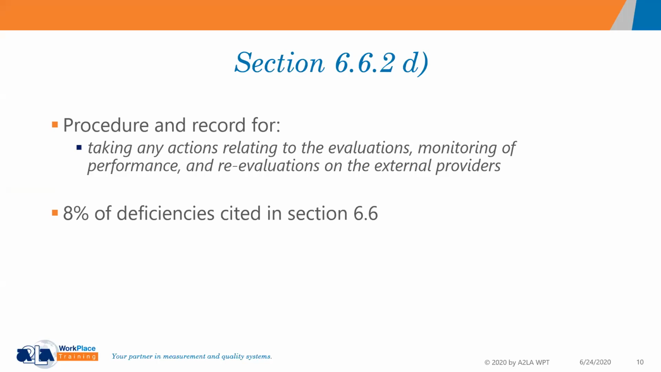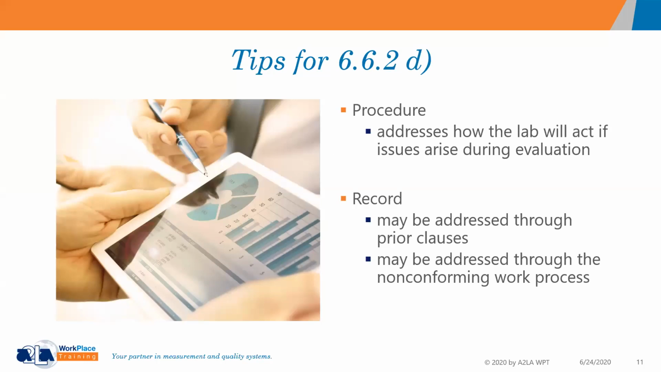So as far as the tips for 662D, this being the action clause, you, like I said, want to have a procedure that addresses how the lab will act if any sort of issue arises during the evaluation or the monitoring of your external providers. And you can make it as detailed or as vague as you want. It's really dependent on the types of products and services and the types of external providers that you have, that you may want to write your procedure in a certain way so that the actions are being taken as appropriate.